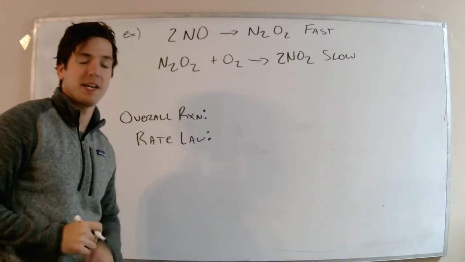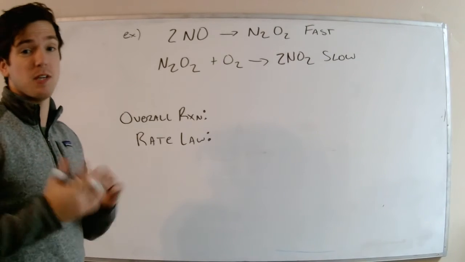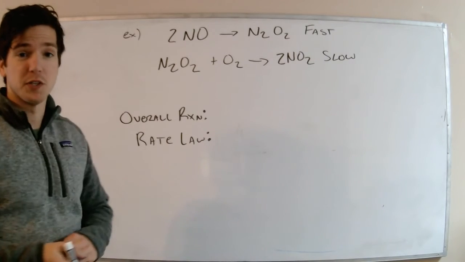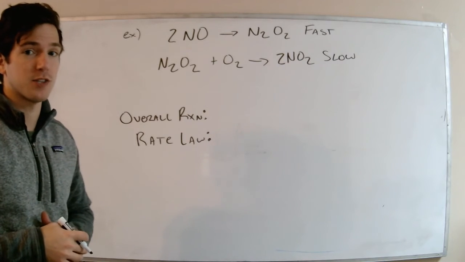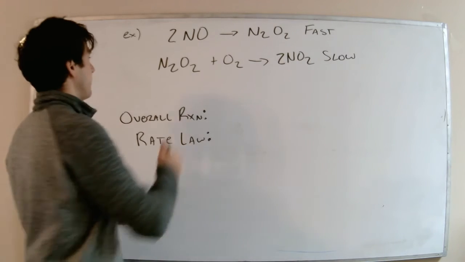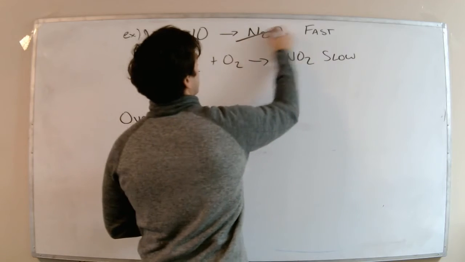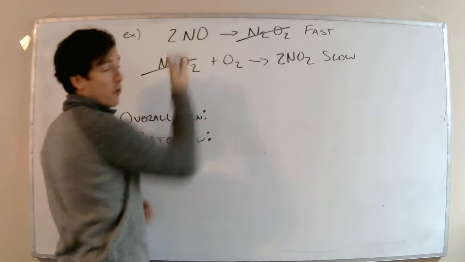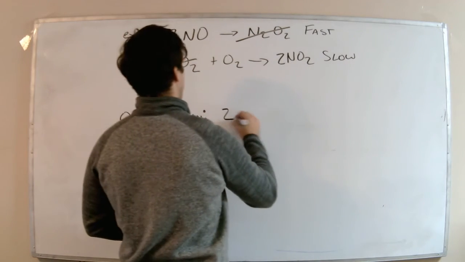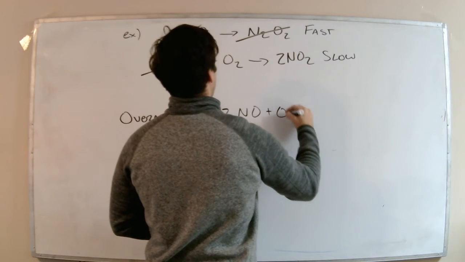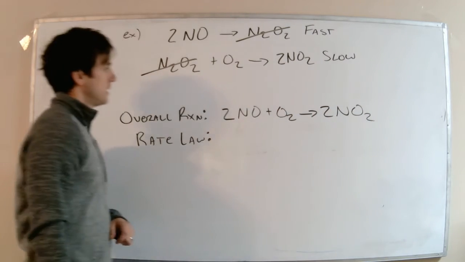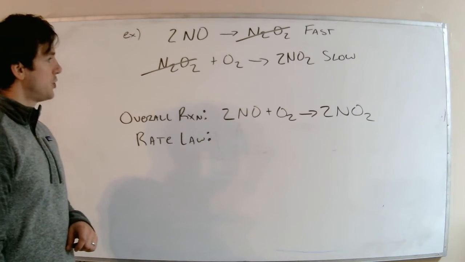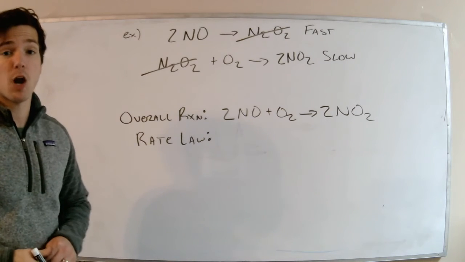All right, everybody, here's our tricky one. This was actually an AP question a few years ago. So let's go ahead and determine our overall reaction. This one's pretty easy, right? We just have N2O2 and N2O2. So our overall reaction is just going to be 2NO plus O2 to 2NO2. Looks balanced to me.